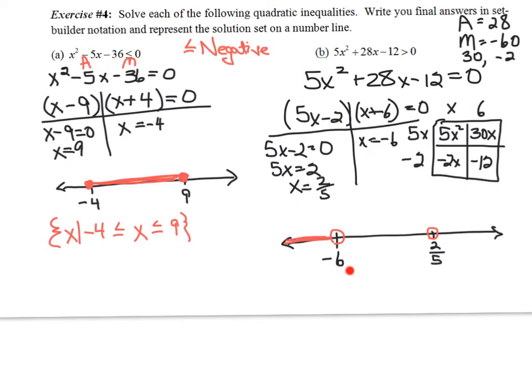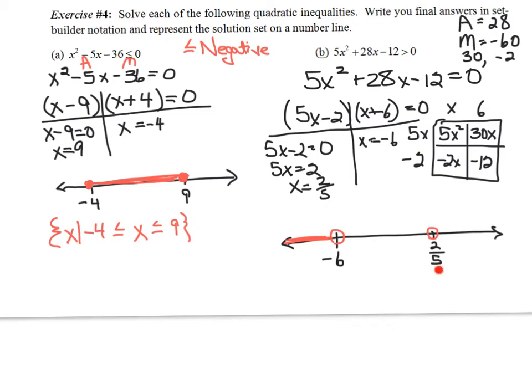Let's try a number between -6 and 2/5. How about 0? Plug it into your first factor. So 5 times 0 minus 2 is negative. 0 plus 6 is positive. Negative times positive is a negative answer, and that doesn't satisfy this inequality.